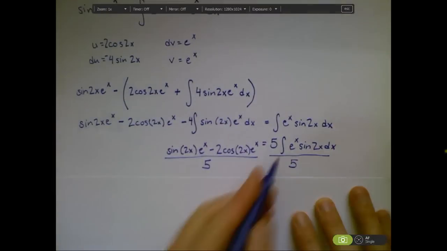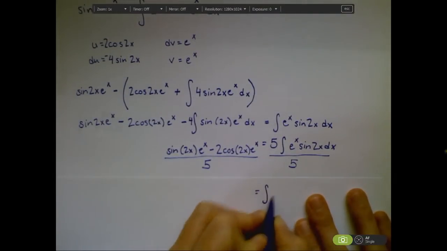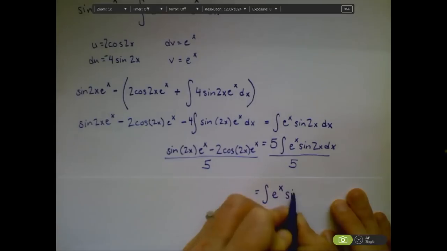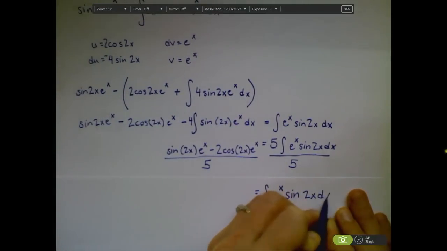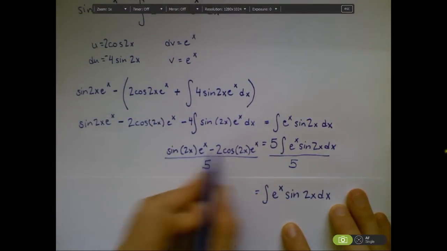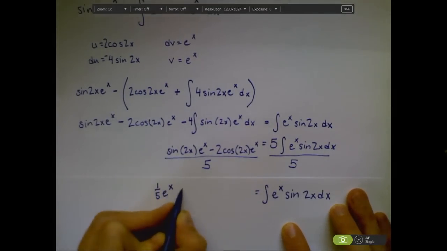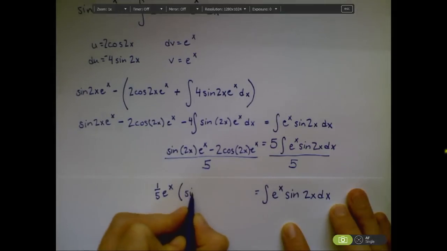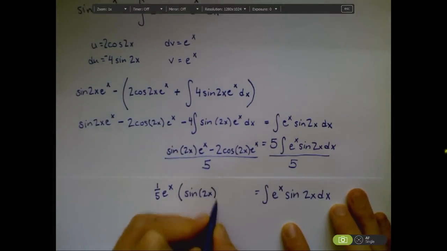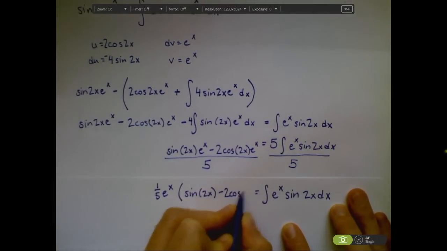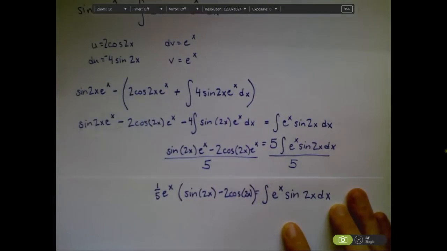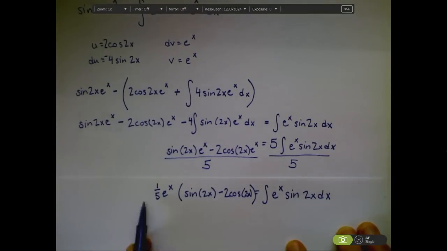And we see that our final answer, our original integral, is equal to, I'm going to factor out an e to the x also. It's equal to 1/5 e to the x times sine of 2x minus 2 cosine 2x. And so this, oh, plus c. So this is our final value.